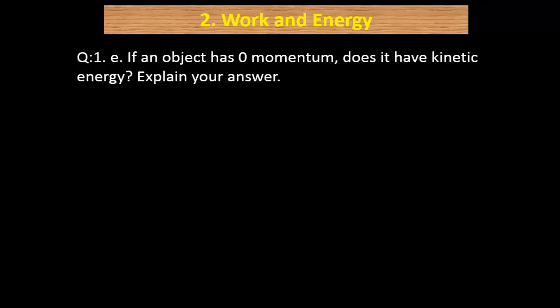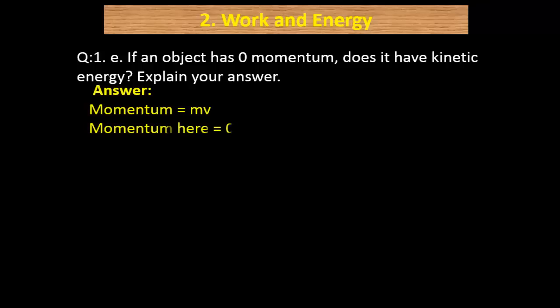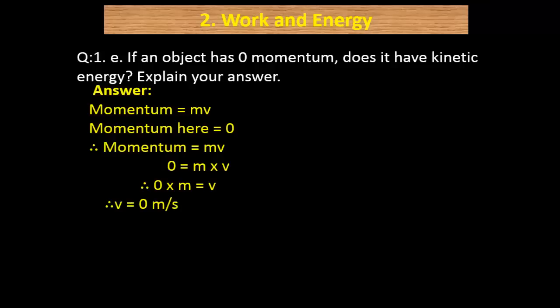E. If an object has zero momentum, does it have kinetic energy? Explain your answer. Answer. Momentum is equal to mv. Momentum here is 0. Therefore, 0 is equal to m multiplied by v. Therefore, v is equal to 0 meter per second.